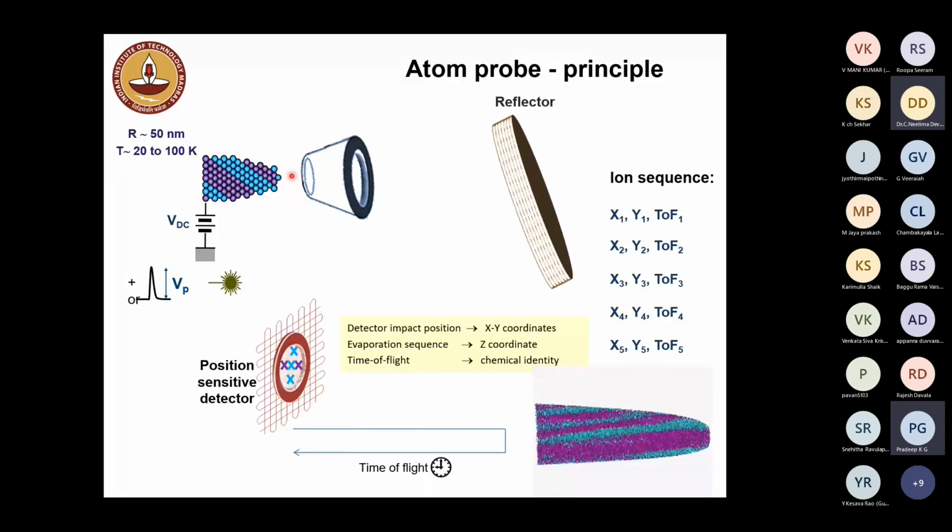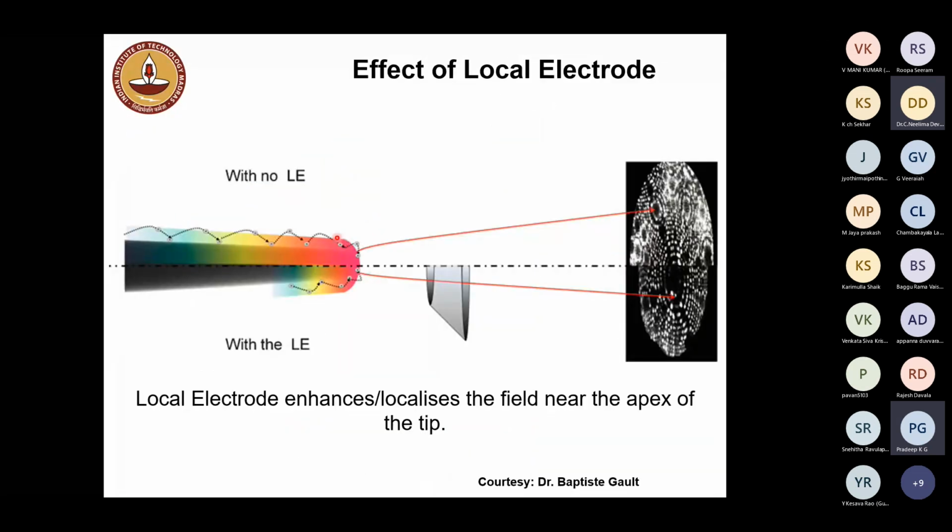Anyway, the use of the local electrode can be distinguished when you look at this slide. The bottom half is the presence of a local electrode, as you saw in the earlier slide, and the top half is the absence of the local electrode. So the positive potential is applied to the tip and the negative potential to the detector. In the case of the local electrode, you can see that the field is more condensed towards the apex region of the tip compared to the case when there is no local electrode.